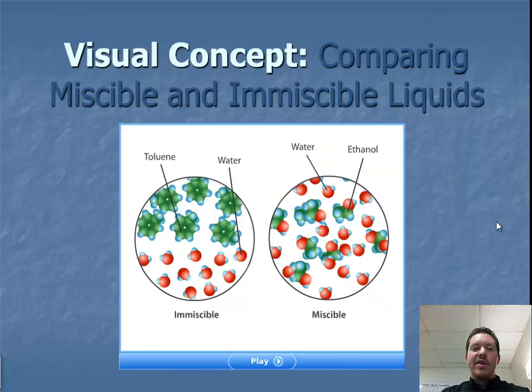And just to get a visual of miscible and immiscible, here we could have, say, water and oil. Toluene is a different chemical, but we'll just say this is oil for our purposes. It's immiscible, so they don't actively mix together. Whereas if we have water and ethanol, they do mix. So they're able to mix that way.